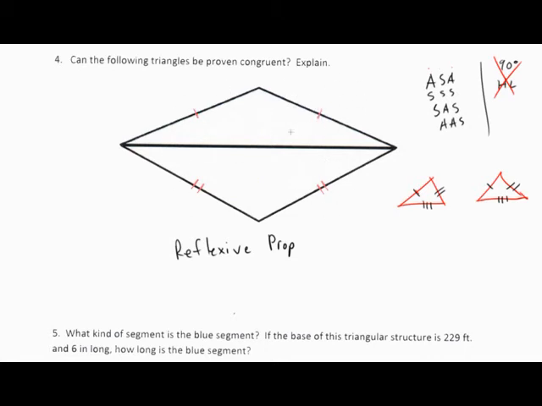And how can we put this into words of why we cannot prove that's congruent? So the markings here need to be corresponding to the other angle. So there are no sides given that are congruent to a corresponding side on the other triangle.